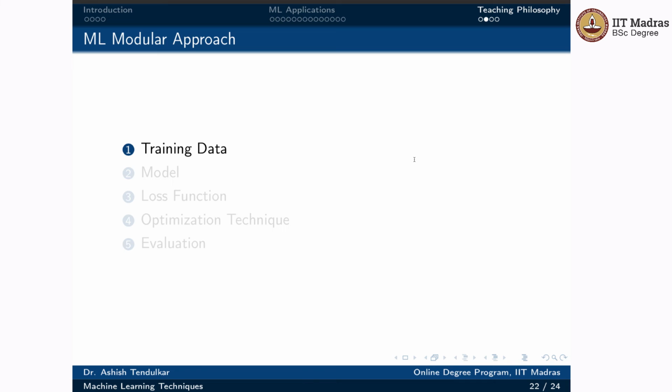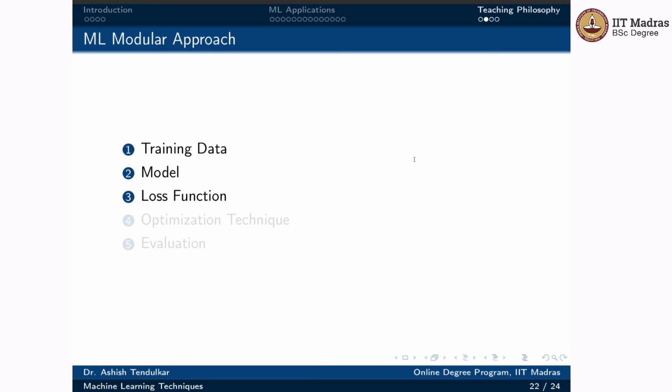Training data describes the data needed to train the machine learning model. It describes the input and output pairs, nature of the output, etc. Model provides a mapping between input and output. Concretely, it is the mathematical representation of the relationship between input and output. The third component is loss function, and loss function captures the difference between the actual output and the output predicted by the model.